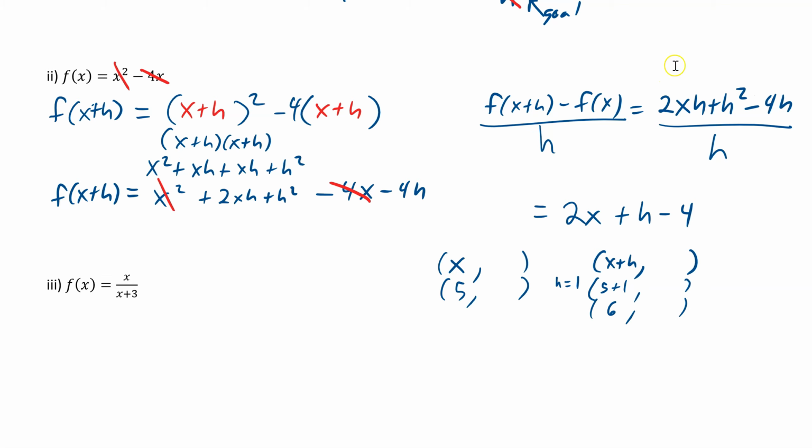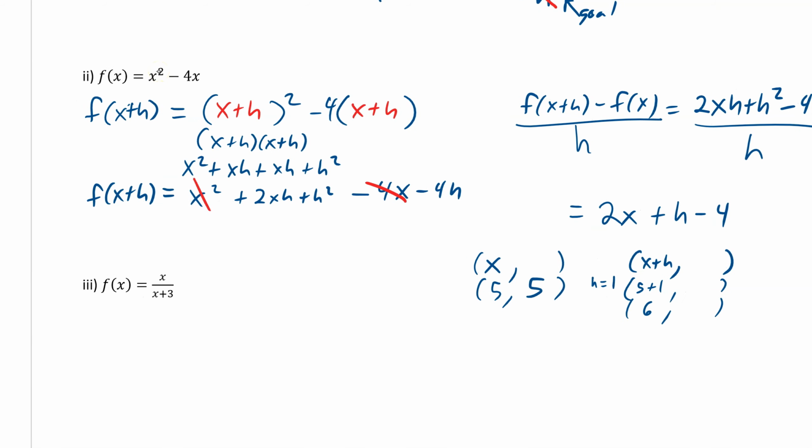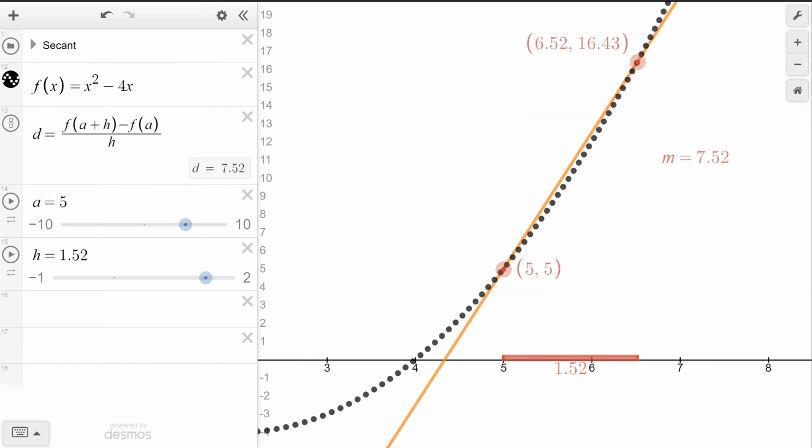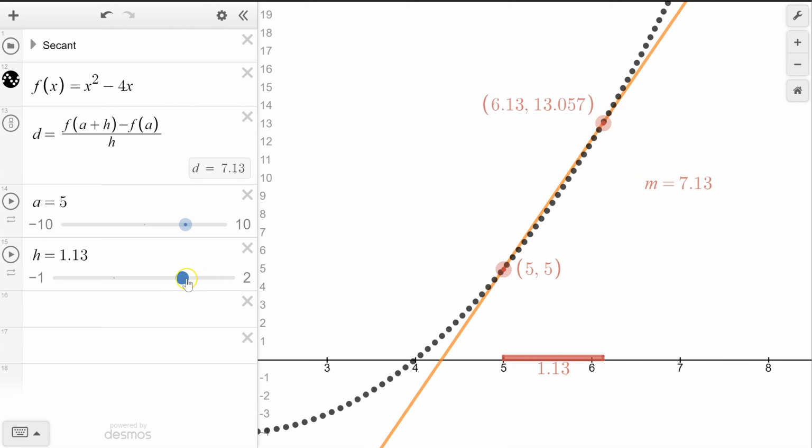Now how do you find the second number? We're just plugging into our function. So if we plug 5 into our function, you get 25 minus 20, which is 5. And if you plug 6 in, that would be 36 minus 24, which is 12. So if you look at the graph here, if I move this back to 1, that's why we lock it at 1. There we go. You can see we're going from the point (5, 5) to the point (6, 12).